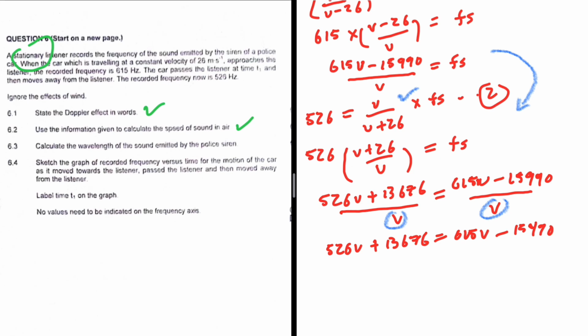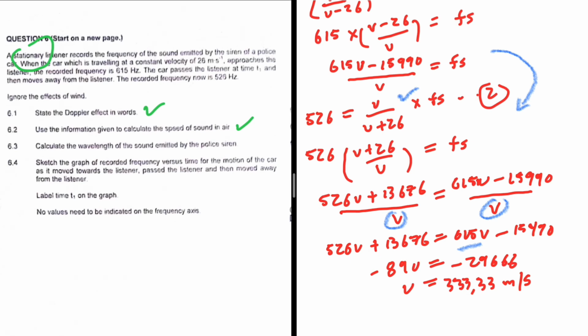Let's take these to the left-hand side. So 526 minus 615 is minus 89V, equal to minus 15,990 minus 13,676. That is equal to minus 29,666. So V is equal to that divided by minus 89. Let's take a look. I'm getting 333.33 meters per second. That is not a bad value for the speed of sound in air.